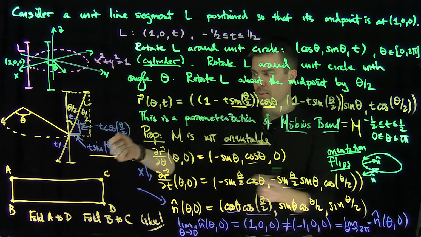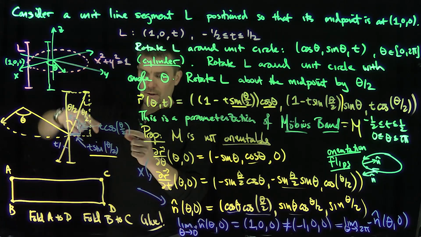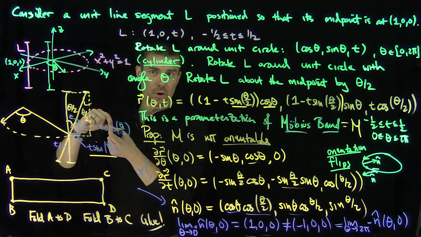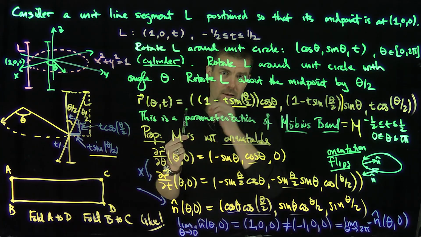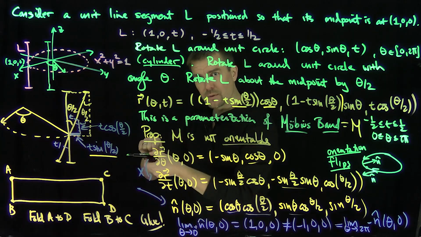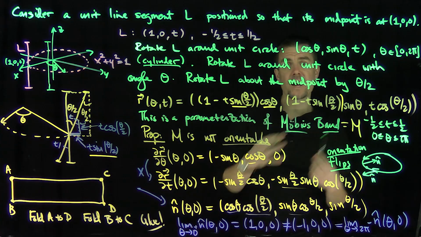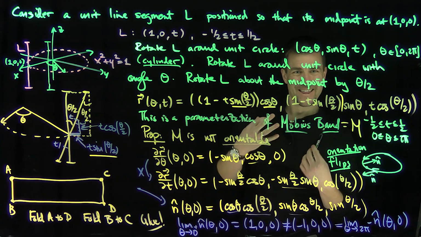You need to take a sheet of paper and do this procedure which I told you about. Take a sheet of paper, a rectangular sheet of paper, fold A and D together, fold B and C together, and that's going to be a Mobius strip. And you can actually put a little, maybe like a toothpick on that surface and just see as it moves around how the orientation flips along the medial circle, and that proves the non-orientability of this Mobius band. Thank you very much.